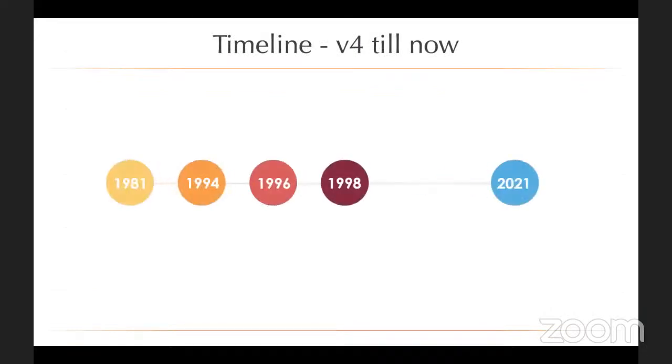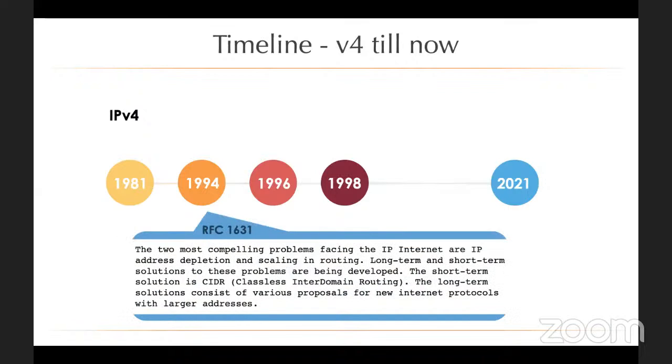So if you look at IPv6, it's not new, right? As I usually say. So we had IP in 1981 in the early 80s. And then after that, in 1994, we had RFC 1631. I'm not going to read everything over here, but if I quickly read the first line, the two most compelling problems facing the IP internet are IP address depletion and scaling in routing. So you can imagine this was in 1994. So the notion of us running out of addresses was foreseen way back.